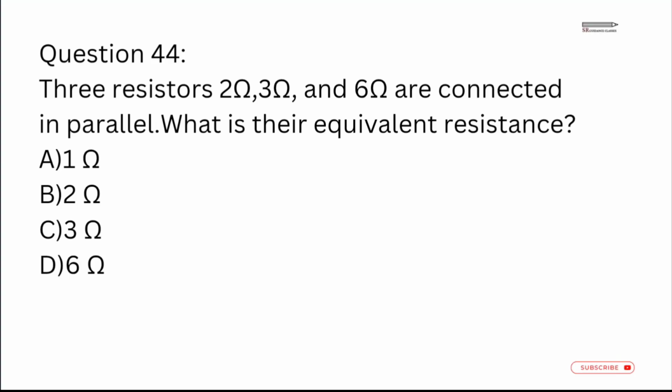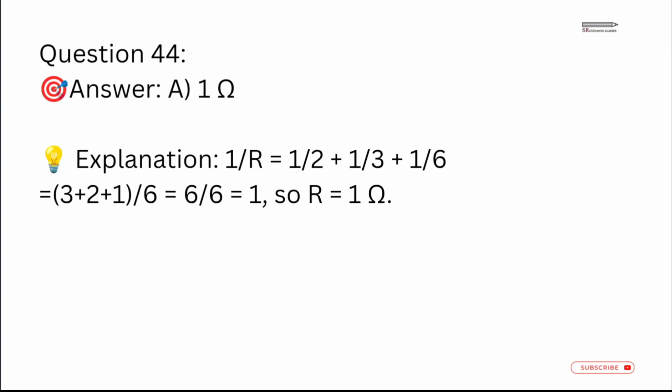3 resistors, 2 ohm, 3 ohm and 6 ohm are connected in parallel. What is their equivalent resistance? Correct answer is option A, 1 ohm.